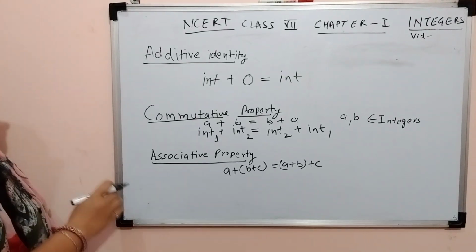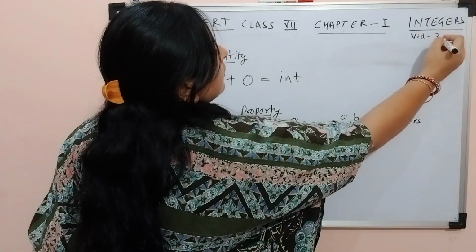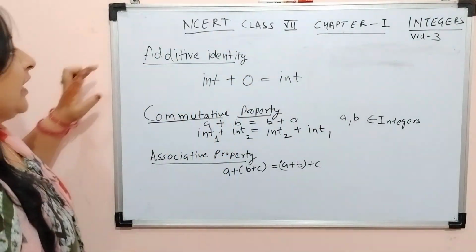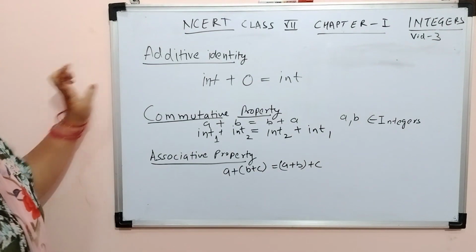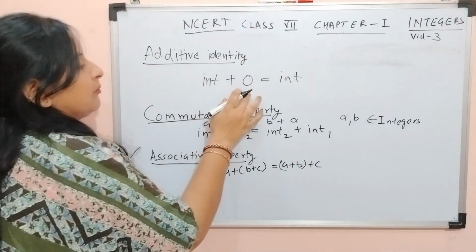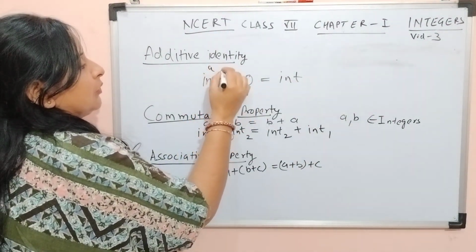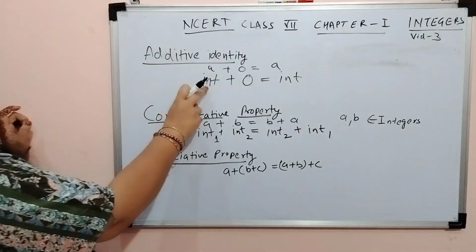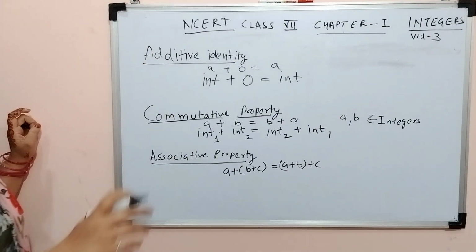Hello students, this is the third video for integers, chapter number 1, class 7 NCERT. Here we are discussing additive identity. Additive identity is a number which, when added to any particular integer, gives the integer itself. The additive identity for integers is 0.